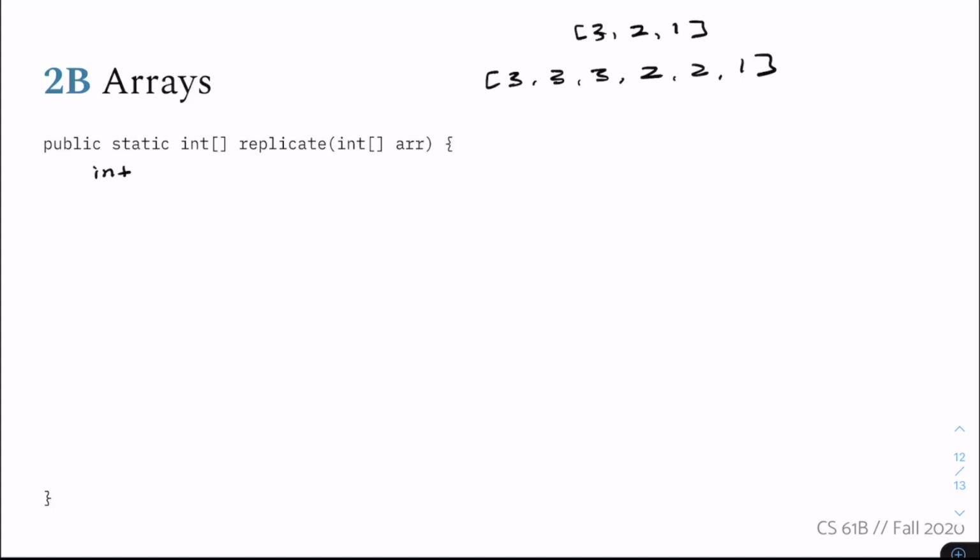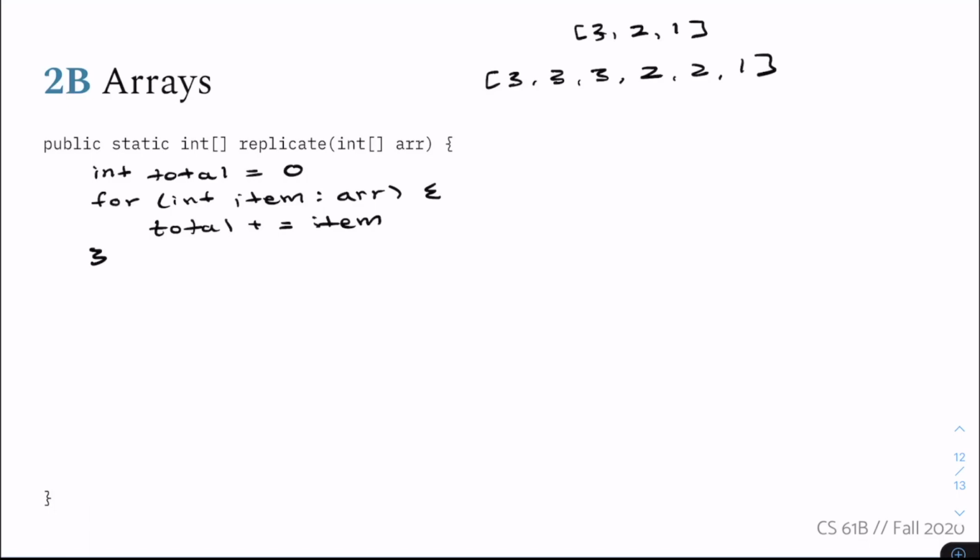So you can have int total equals 0, and then just for each item, int item. If you haven't seen this syntax before, this is like a Python for each loop, and what it does is it gives you each item in the array inside the variable item. So we're just going to sum up all of the values in array. And now we have the size. Total is going to be the total size of our goal array.